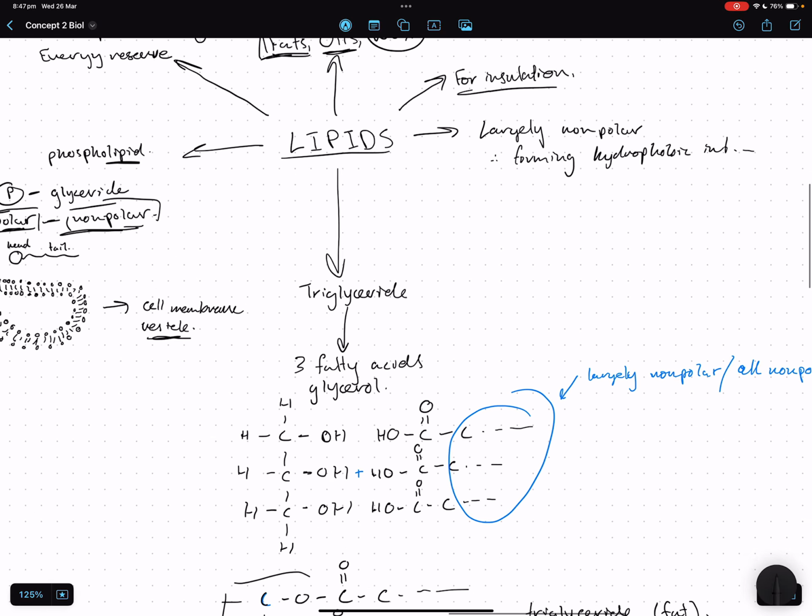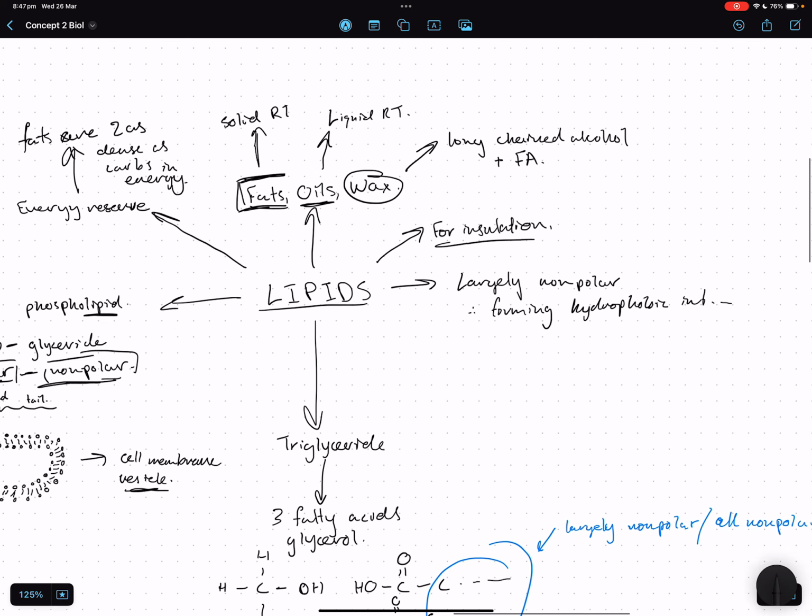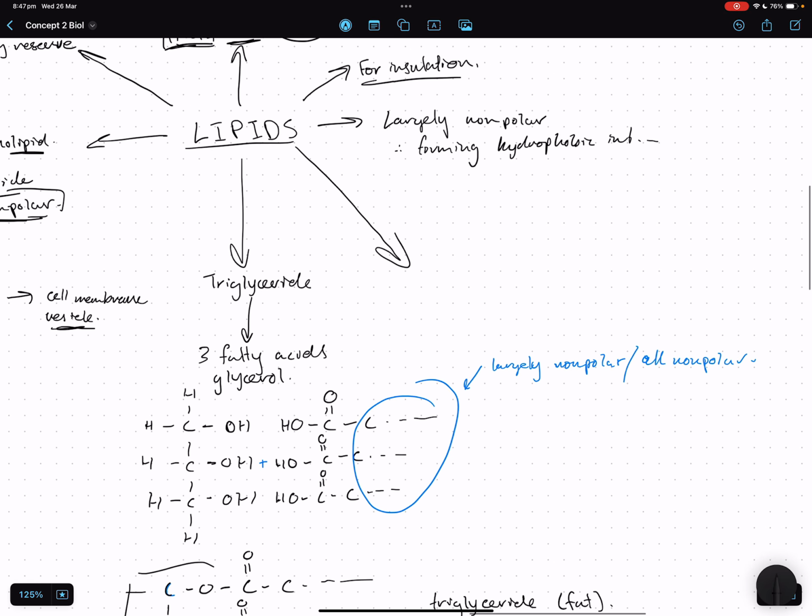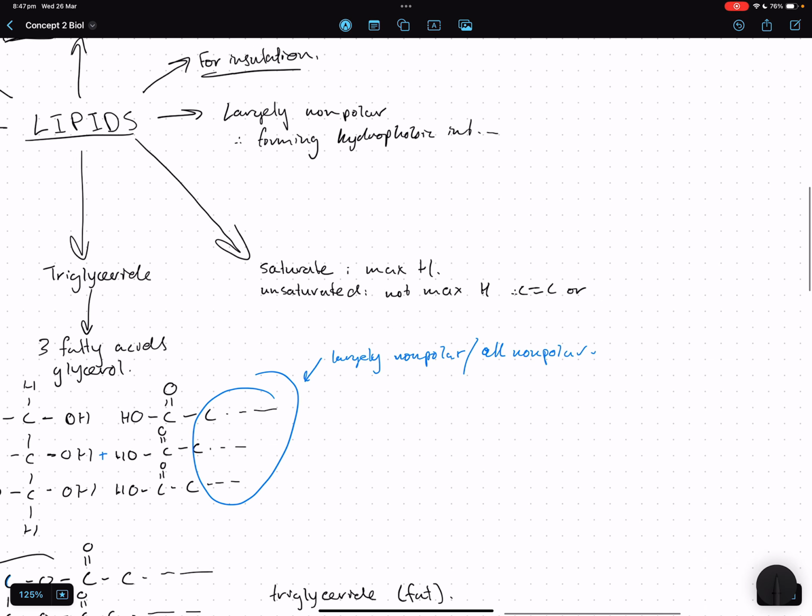There's also, in triglycerides and in lipids, this idea of saturation. If you have saturated, you have max hydrogens, and then unsaturated means not the max amount of hydrogens, therefore a carbon to carbon double bond or a carbon to carbon triple bond can exist.